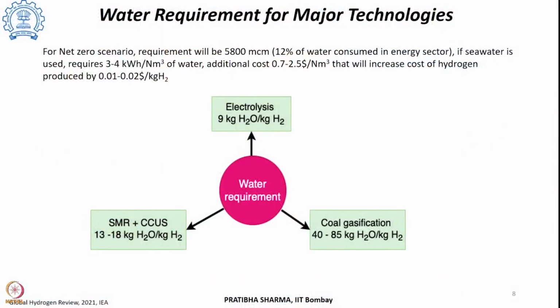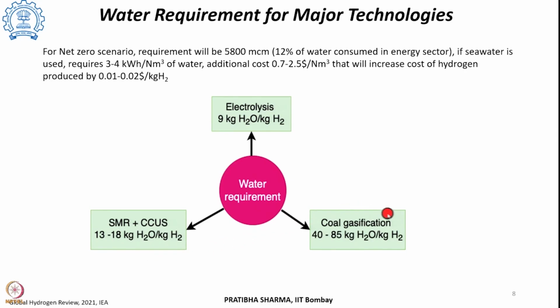When these renewable methods or water electrolysis or plants integrated with CCUS, these all will be used for hydrogen production, in the net zero scenario, the water that will be required for these technologies will also grow. Now currently if we see, if the hydrogen is being produced from electrolysis, roughly we require 9 kg of water per kg of hydrogen being produced. When it is steam methane reforming integrated with CCUS, there is a requirement of 13 to 18 kg of water per kg of hydrogen being produced.